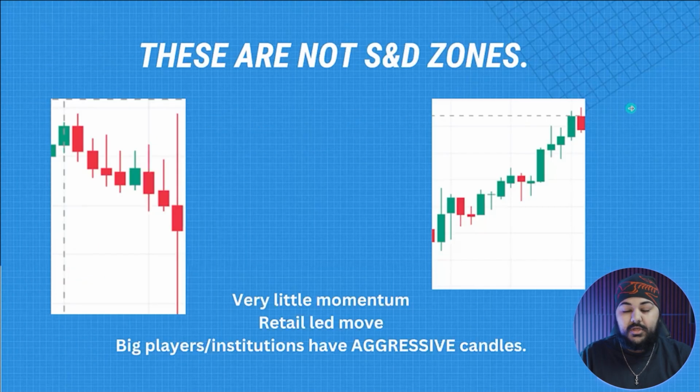So a quick thing is that not all selling is a supply zone and not all buying is a demand zone. Over here on the left, we have some selling, small candles, very low momentum. It's basically a retail-led move, and big players and institutions have aggressive candles with a lot of momentum. These examples here don't have momentum, and they definitely aren't aggressive. Understanding what a zone isn't is also a big part of knowing what a zone is.